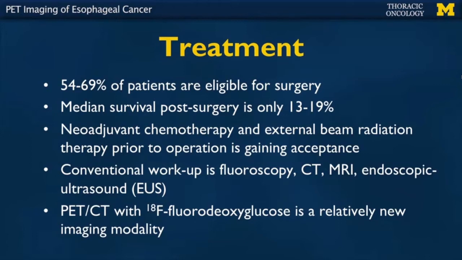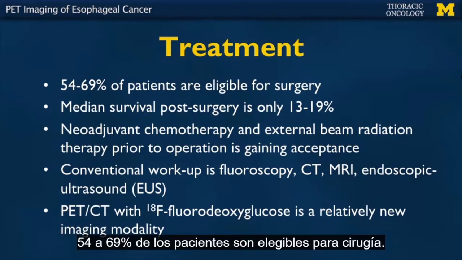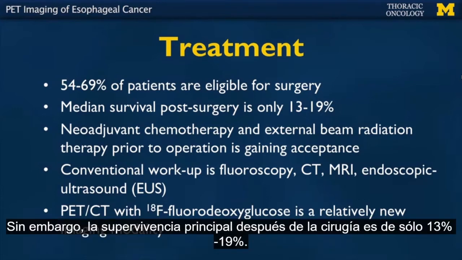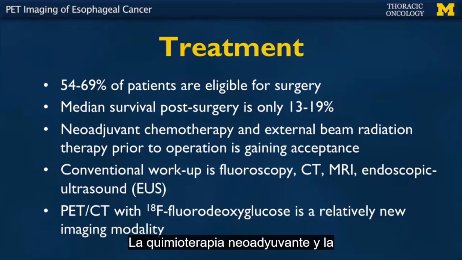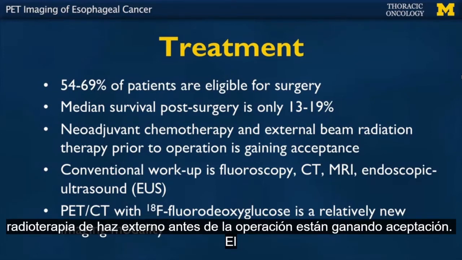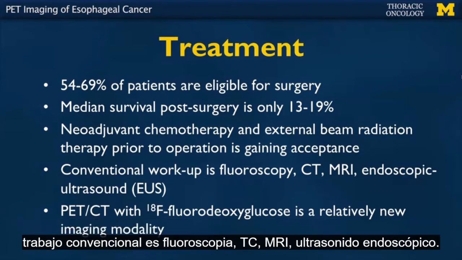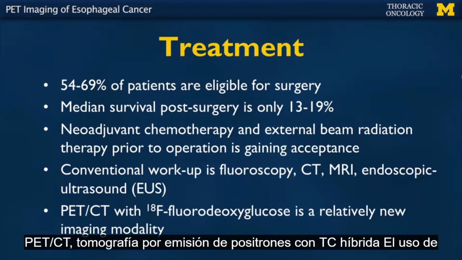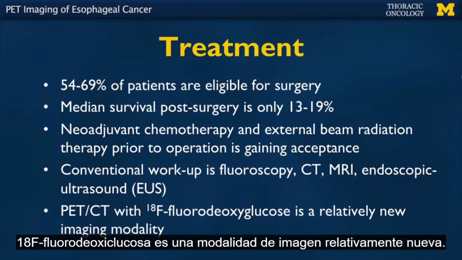54 to 69% of patients are eligible for surgery. The mean survival after surgery, however, is only 13 to 19%. Neoadjuvant chemotherapy and external beam radiation therapy prior to operation is gaining acceptance. The conventional workup is fluoroscopy, CT, MRI, endoscopic ultrasound. PET-CT, positron emission tomography with hybrid CT, using 18F fluorodeoxyglucose, is a relatively new imaging modality.